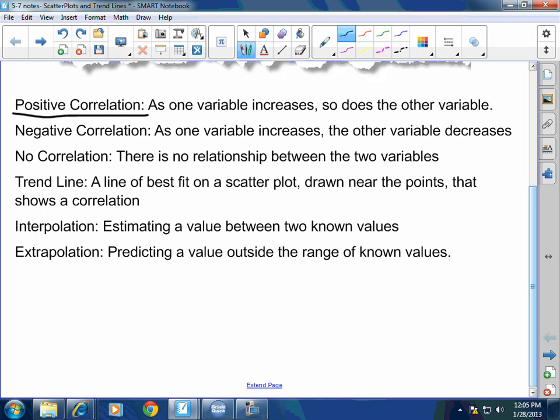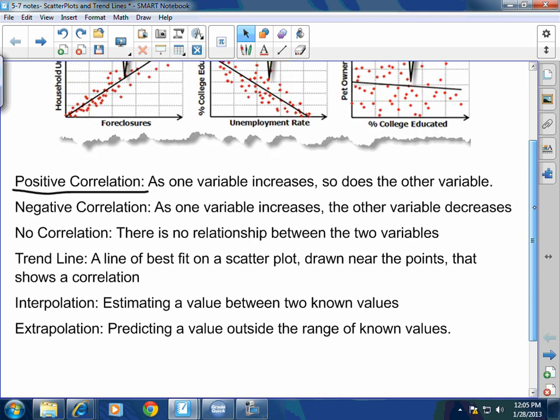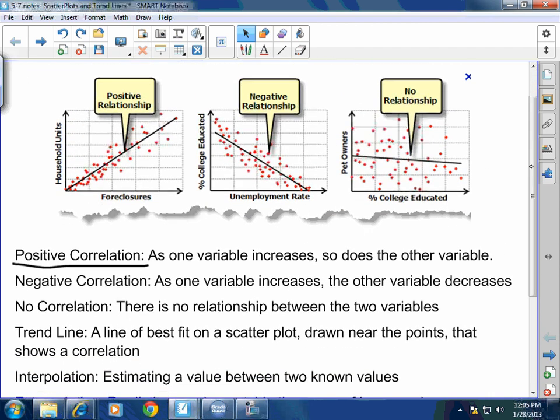Okay? And then from there, you have 2 things: interpolation and extrapolation. Interpolation is estimating a value between 2 known values. For example, let's look over here. Let's say that this is year 1 and this is year 2. Actually, this is not a good example because I don't have any numbers. Let me show you something for interpolation.